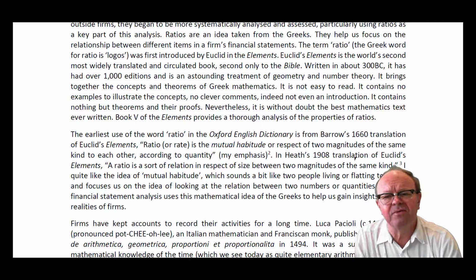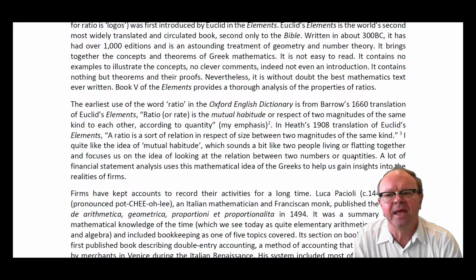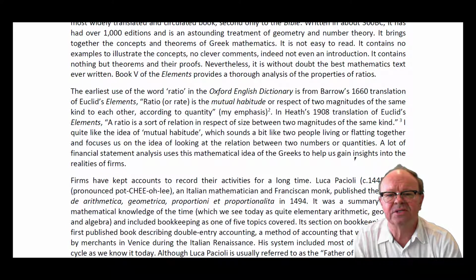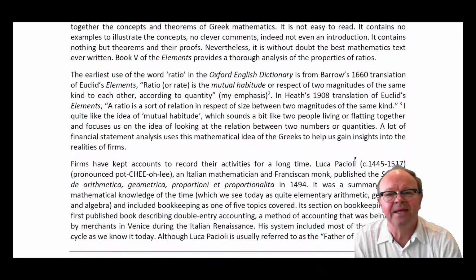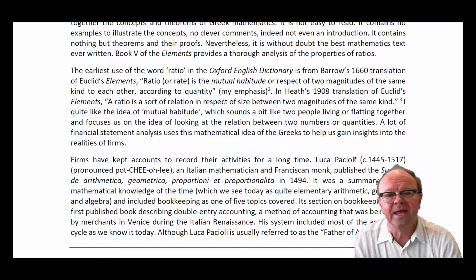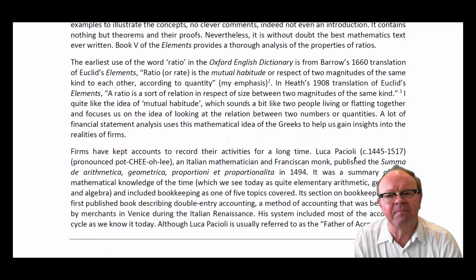Written in about 300 BC, it has had over 1,000 editions and is an astounding treatment of geometry and number theory. It brings together the concepts and theorems of Greek mathematics. It is not easy to read. It contains no examples to illustrate the concepts, no clever comments, indeed not even an introduction. It contains nothing but theorems and their proofs. Nevertheless, it is without doubt the best mathematics text ever written.